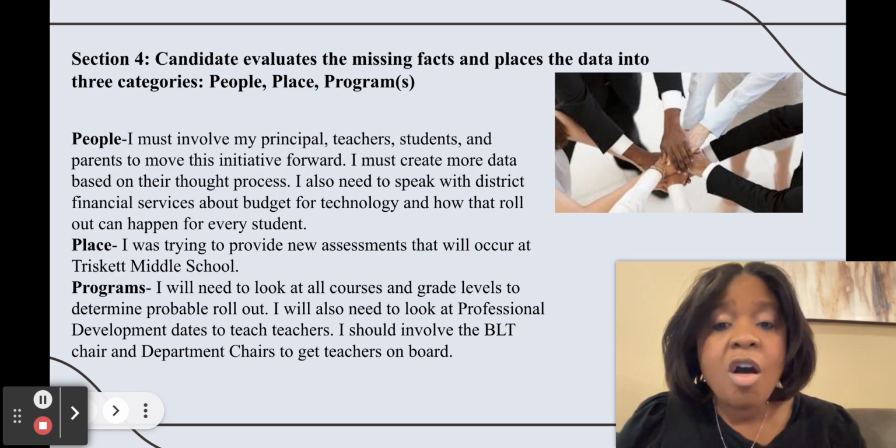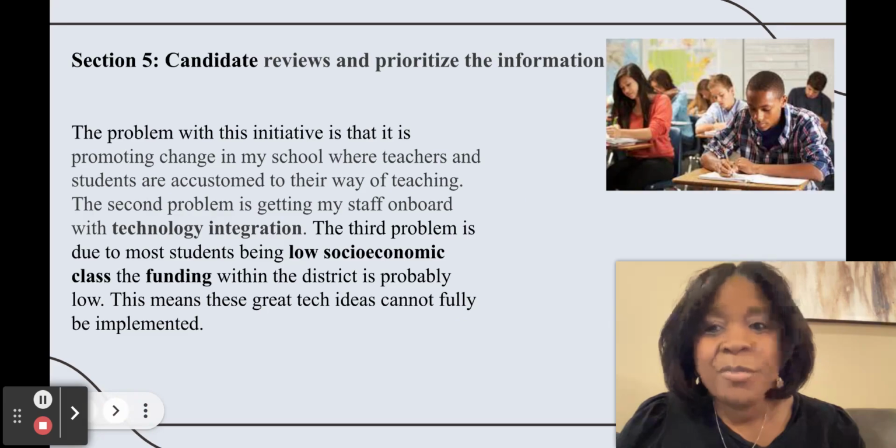I was trying to provide new assessments that will occur at Triscuit Middle School. I will need to look at all courses and grade levels to determine probable rollout. I will also need to look at professional development dates to teach teachers. I should involve the building leadership team chair and department chairs to get teachers on board.